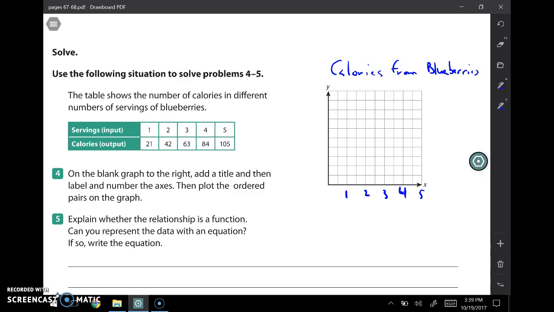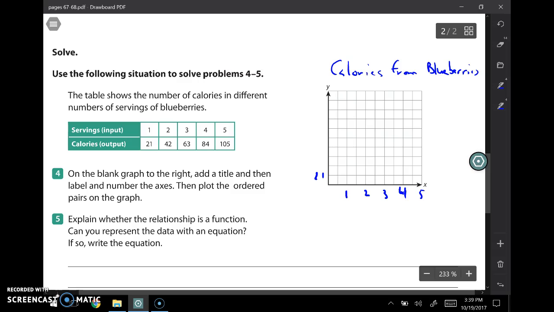I really don't like to go by 1s or 5s in this case because the first one is 21. If I go by 1s or 5s, it may make my graph kind of skewed. But since it's going by an even increment, you can just go 21, so 0 is right there, and then just go 42. As long as you're going by even increments, you can skip if you want. So let's go 0 to 21, 42, 63, 84, and 105.